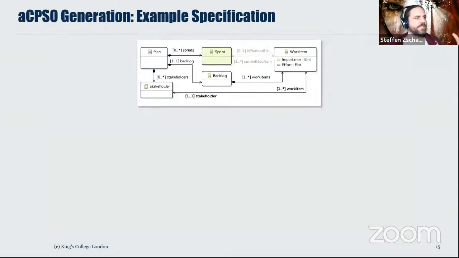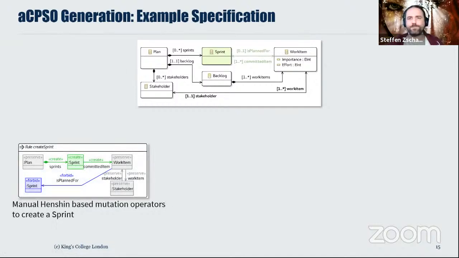And so here's the meta model to this, and this annotation that I've just shown you essentially says this green part here at the top, those are the things that we want to allow to modify. Everything else is essentially just context information for the problem. Okay. And here is a rule that one might write manually for creating a new sprint.